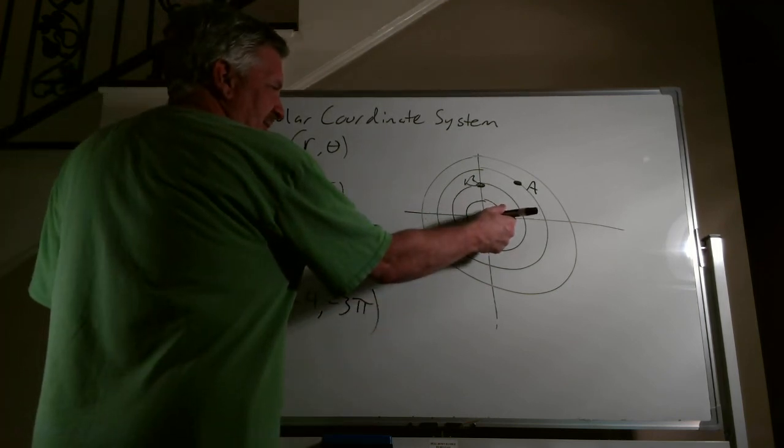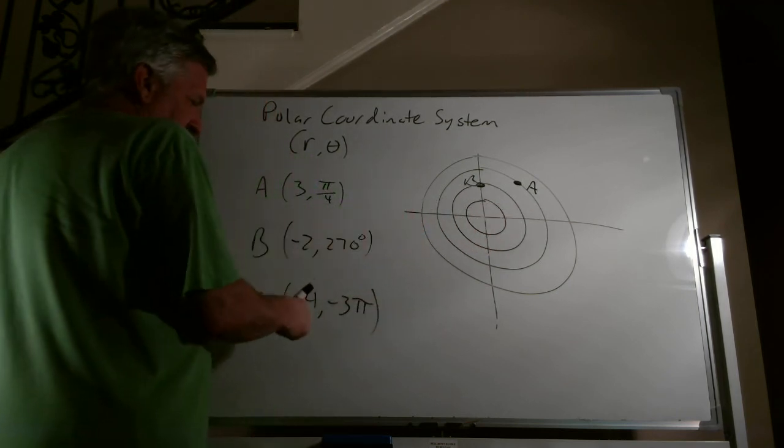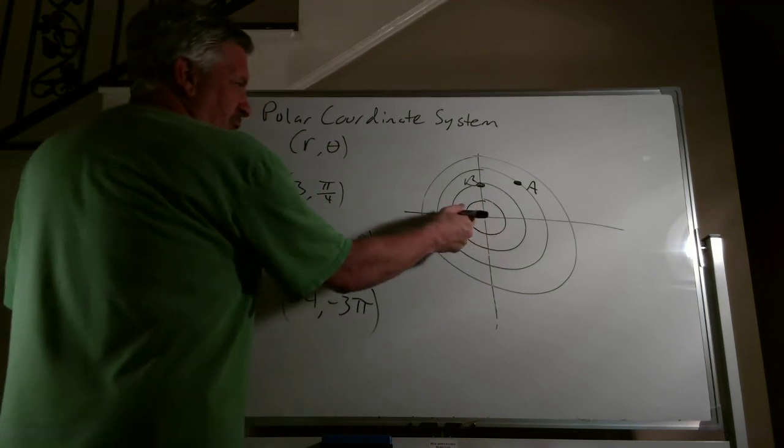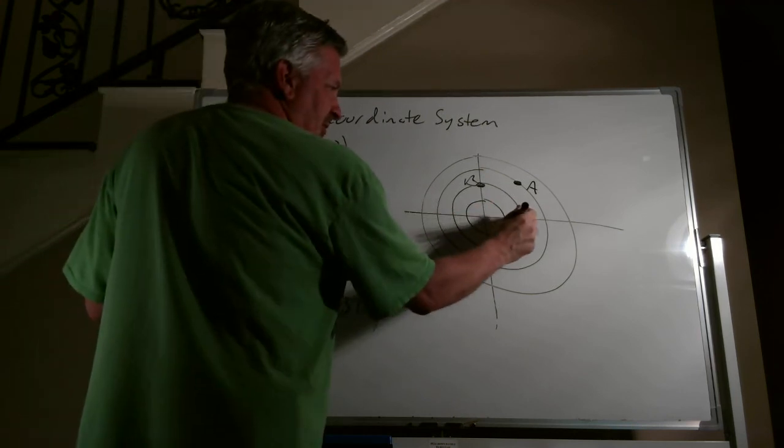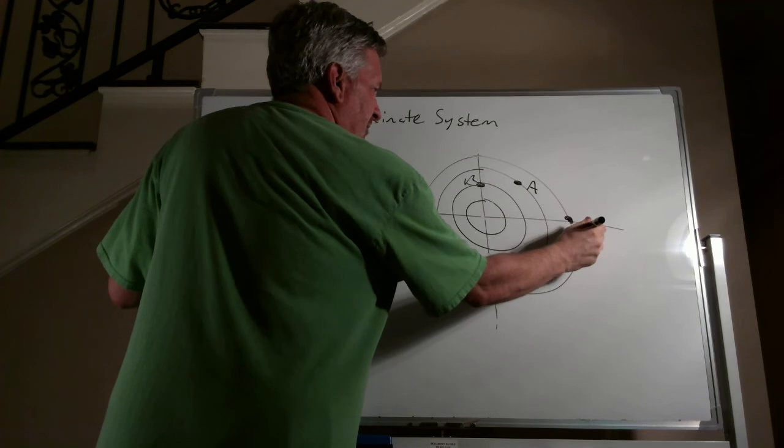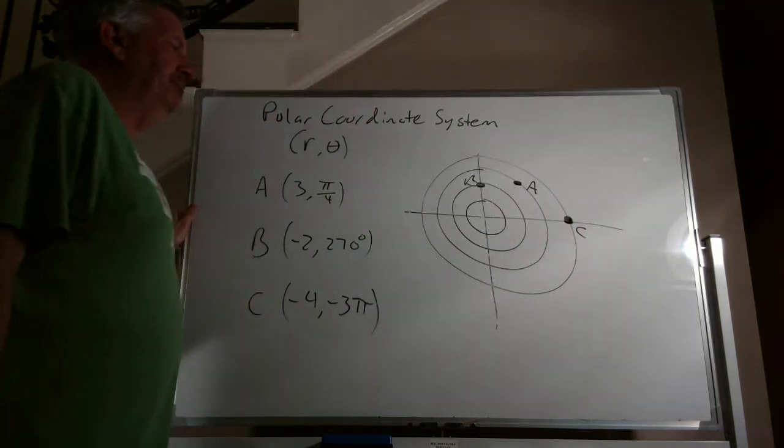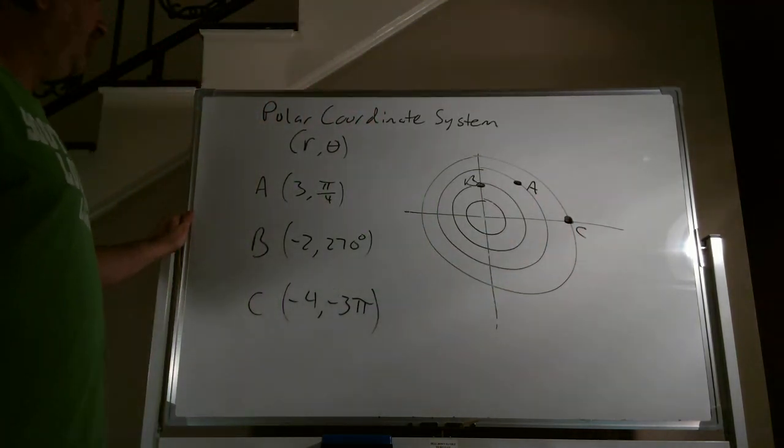Again, the terminal side of that angle would be here, but r is negative, so instead of coming 4 this way, we're going to go 4 that way. 1, 2, 3, 4. There's the point C. Okay, so that's how you plot.